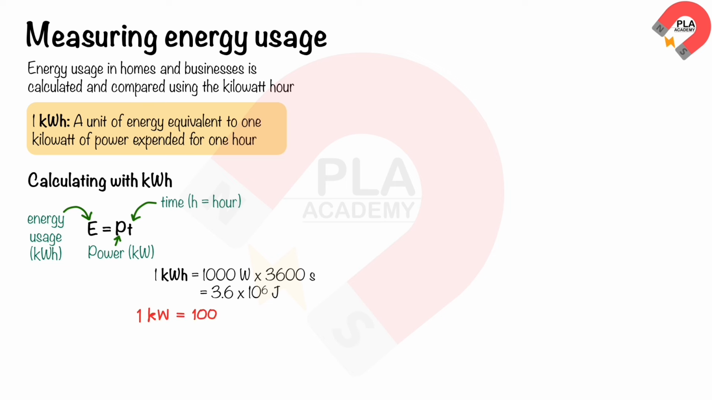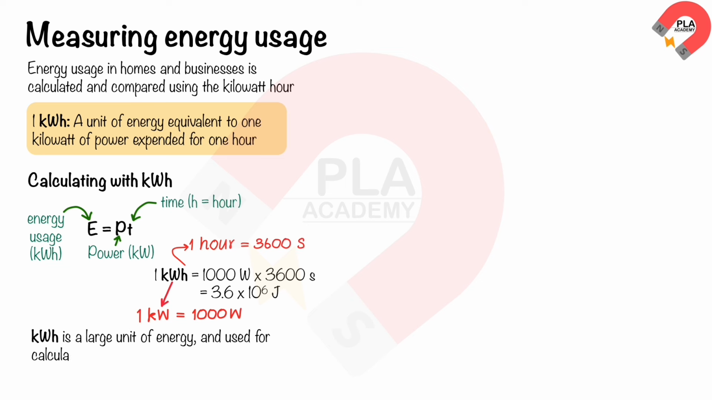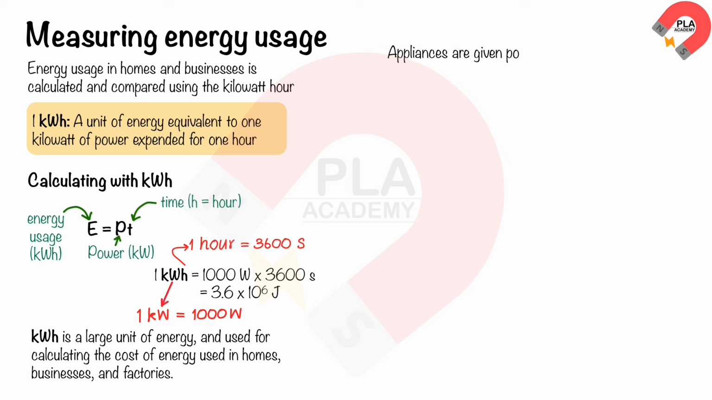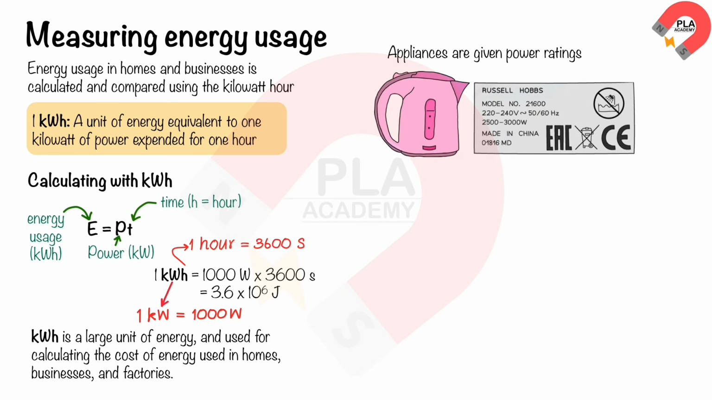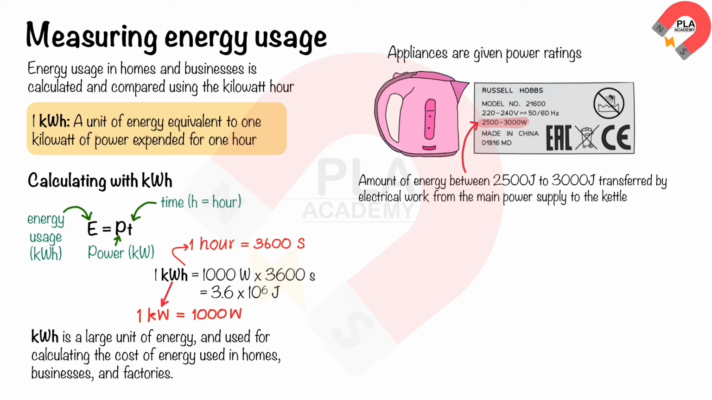Since 1 kilowatt equals 1000 watts and 1 hour equals 3600 seconds, the kilowatt hour is a large unit of energy and used for calculating the cost of energy used in homes, businesses, and factories. Appliances are given power ratings as shown on the diagram. This power tells consumers that the amount of energy between 2500 joules to 3000 joules is transferred by electrical work from the main power supply to the kettle every second.